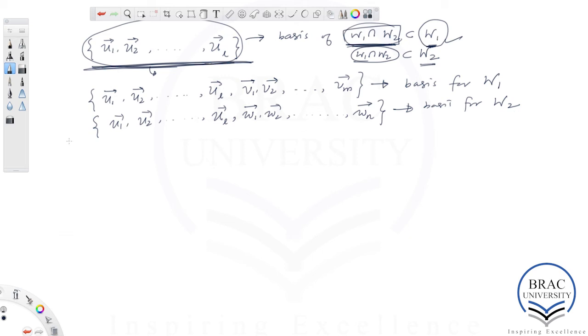Now, this is a basis for W1 intersected with W2. This is a basis for W1, and this is a basis for W2. Okay, so we have three sets of bases for each of these subspaces of V.